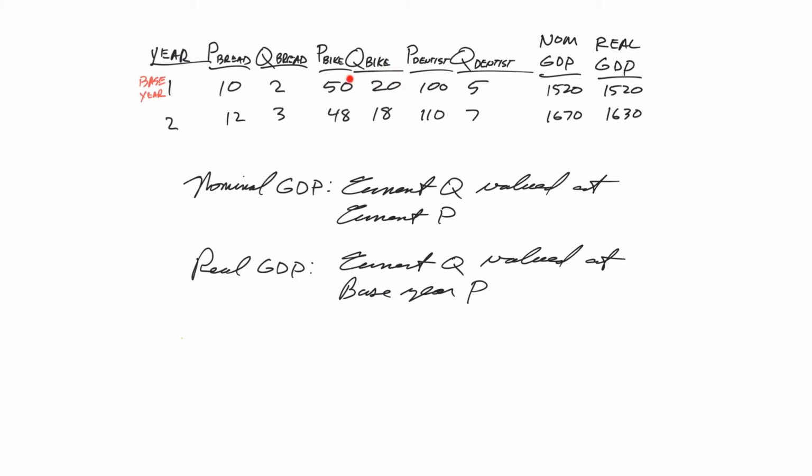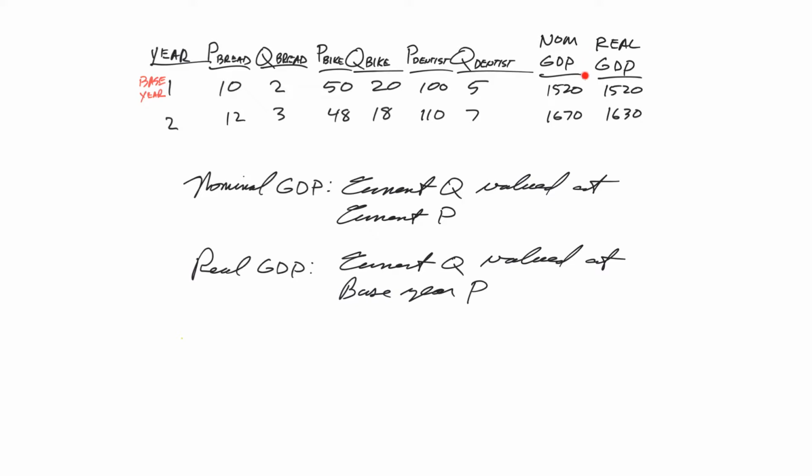In year 1, bikes, 20, valued at $50 a piece. Dentist, 5 fillings at $100 a piece. Multiply these two, add the multiplication of these two, multiply those two, add them all up, and we got nominal GDP. The value of all final goods and services produced in year 1, 1,520. And we did the same thing for year 2 and got 1,670.